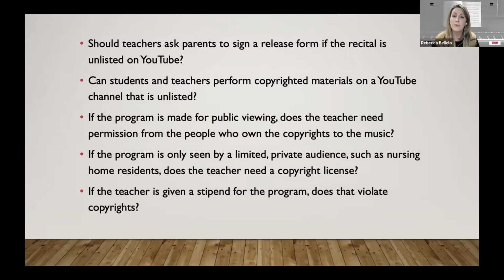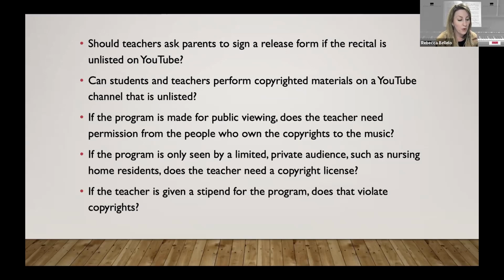Okay, can students and teachers perform copyrighted material on a YouTube channel that is unlisted? Okay, here we go. We're getting into some gray area. So part of this depends on who is going to be watching this recital. And so we assume that when it is unlisted, it is a smaller, more limited audience of who is actually going to be watching that.